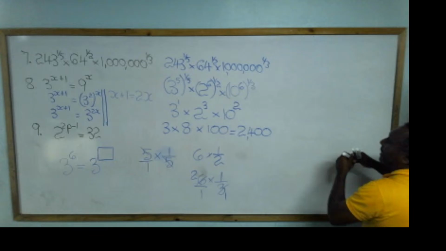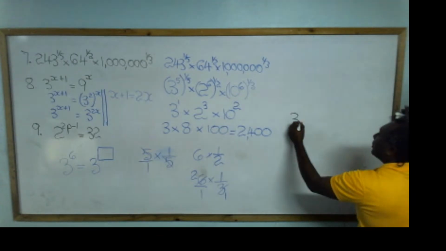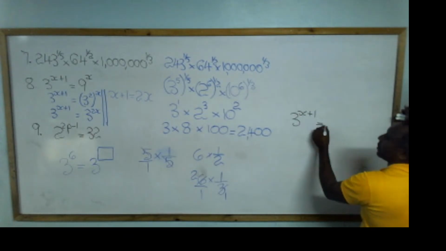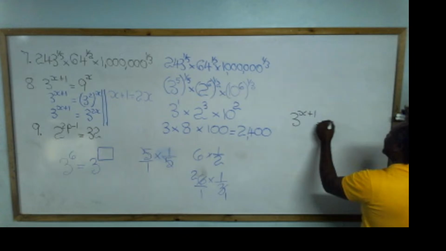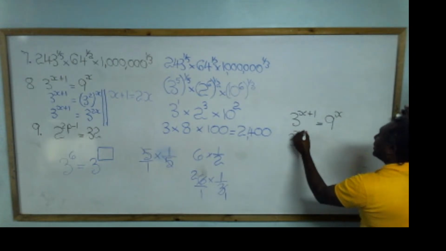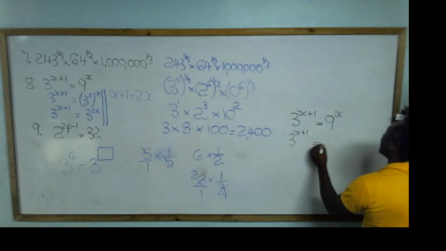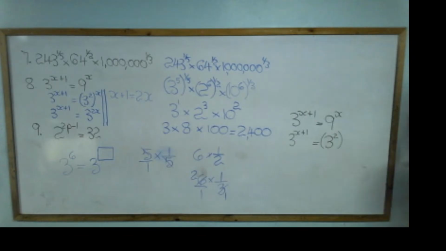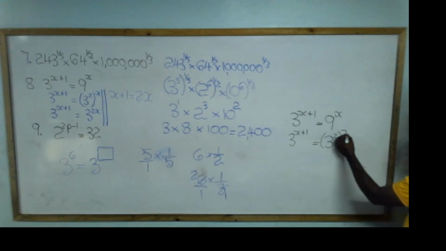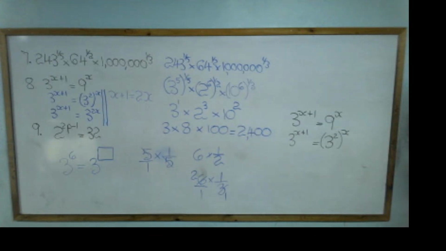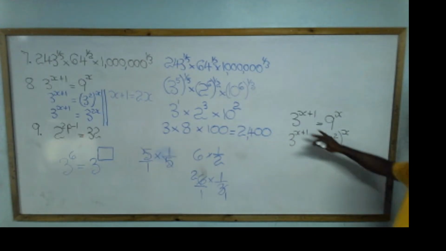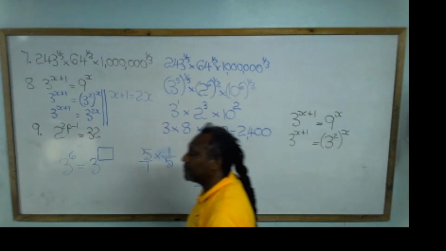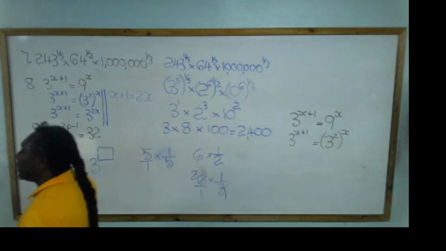Look over here for that one now, students. 3 to the power of x plus 1 is equal to 9 to the power of x. And we said that 9 is 3 to the power of 2. That's what 9 is, but 9 is raised to the power of x. So what are we doing here? We are converting the numbers that we have there to the same base.